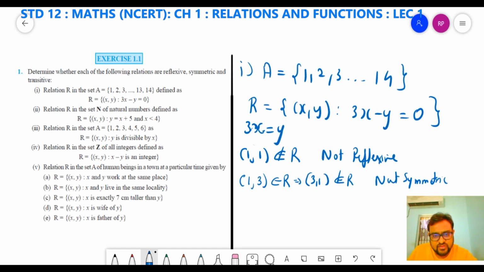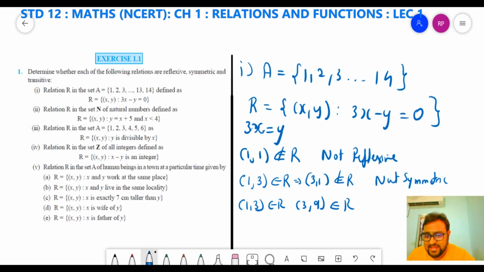Now, for the third case, transitive. Let's take (1, 3) belongs to R, when I take x equal to 3. So 3 into 3 is 9, y will be equal to 9. (3, 9) will also belong to R because we have the elements 3 and 9 both, right?